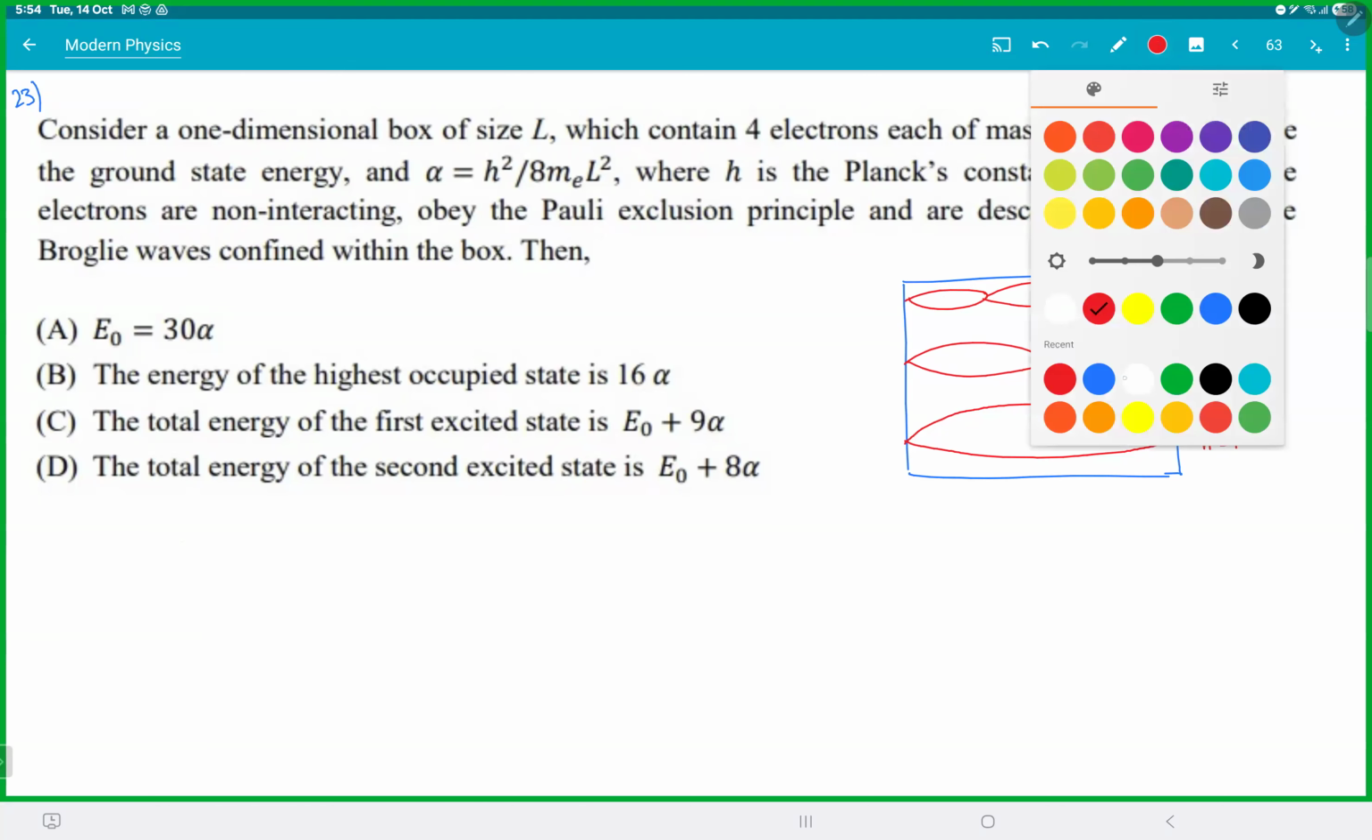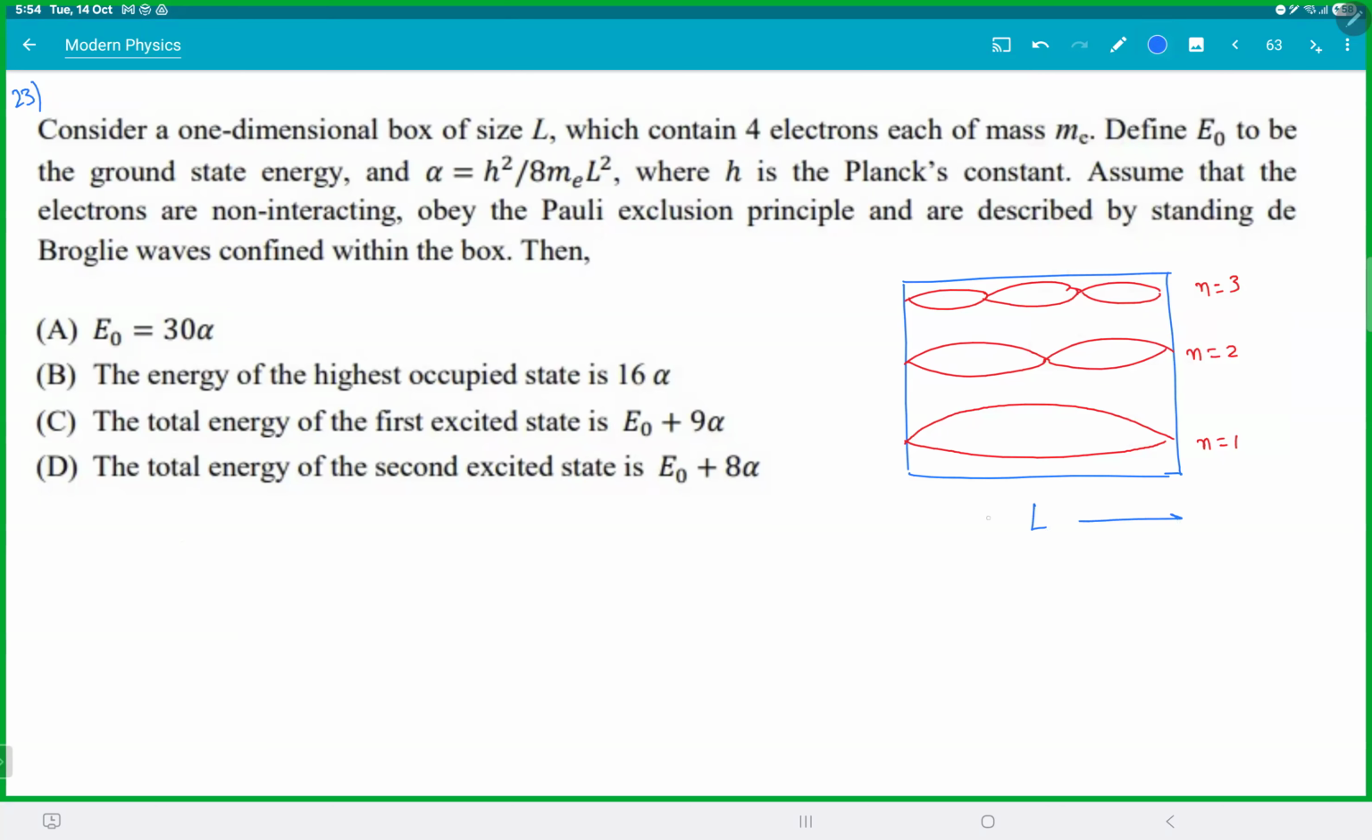And he's saying the length of the box is L. So from here we can clearly see the length L must be an integral multiple of lambda by 2. Because the length of one loop is lambda by 2, there can be n loops, where n is the nth harmonic or the nth orbit in this case. So from here we got lambda is equal to 2L by n. Remember, this is your de Broglie wavelength.